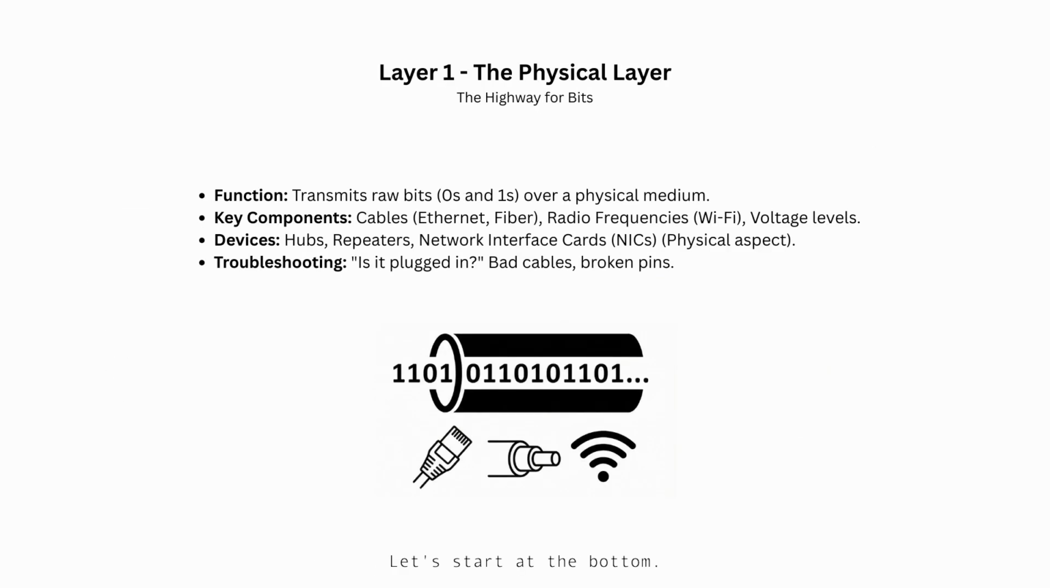Let's start at the bottom. Layer 1 is the physical layer. This is the only layer that physically touches the real world. We aren't dealing with logical data here, we are dealing with physics. Electricity on copper, pulses of light in fiber optics, or radio waves for Wi-Fi. If you have a layer 1 problem, it usually means a cable is unplugged or cut. Devices like hubs operate there. They are dumb devices that just repeat the electrical signals to everyone without looking at the data.